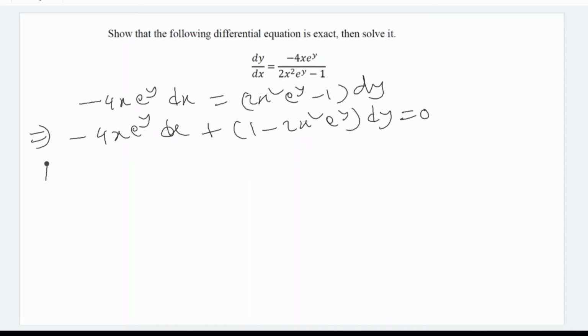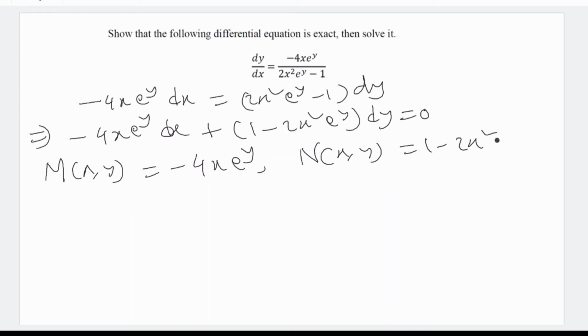Now M equals minus 4x e power y, N equals 1 minus 2x squared e power y. Now we find the partial derivative of M with respect to y. So this answer will be minus 4x e power y, as x is considered constant.